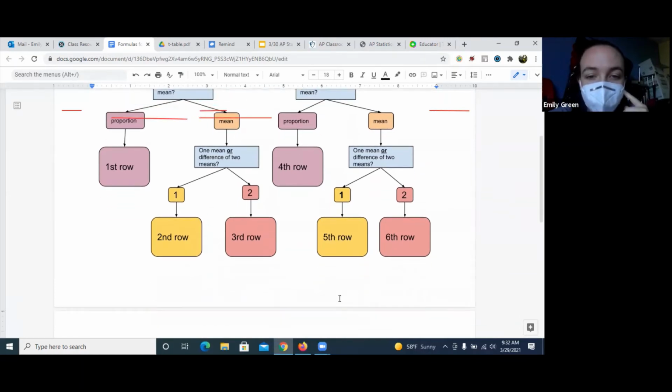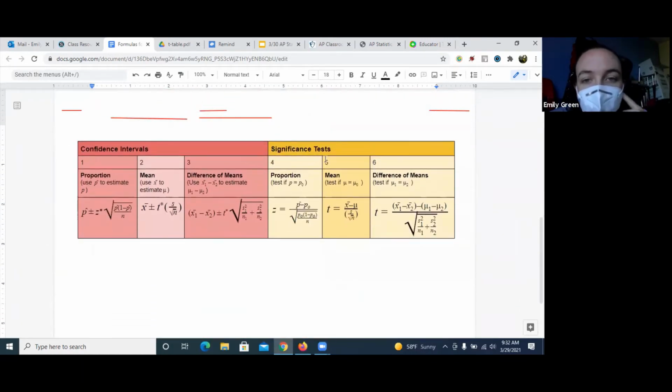So I'm going to look in the fifth row of my formula sheet. Row 5 is for a significance test of a mean. So we're testing if the true mean is the same as our hypothesis. And we're going to use this formula. We're calculating the t-value, and we need to do the sample mean minus the population mean, all divided by the standard deviation, that's the sample standard deviation, over the square root of n. Let me zoom in case you can't see that very well.